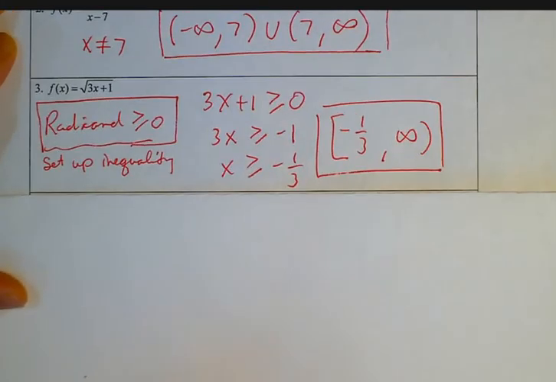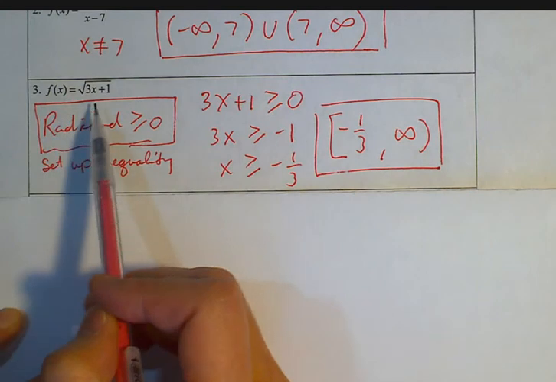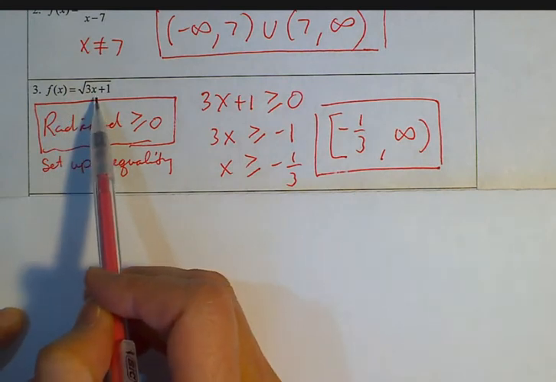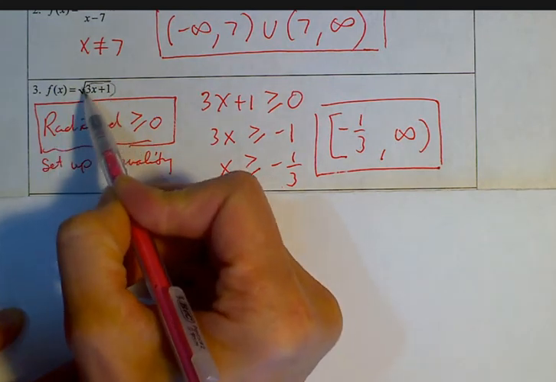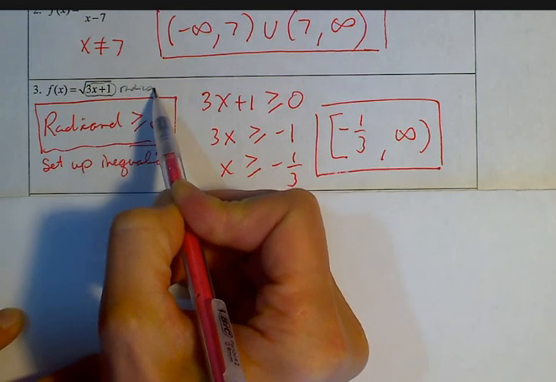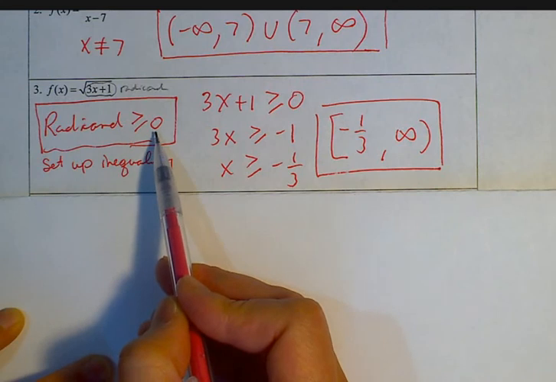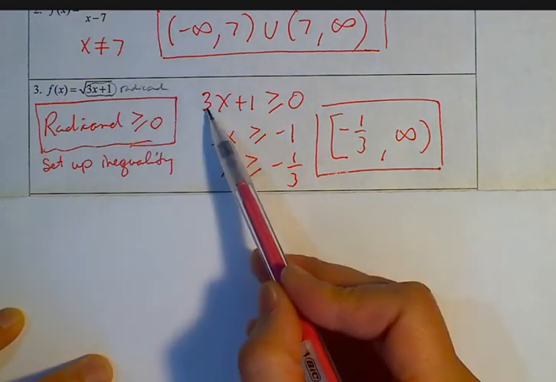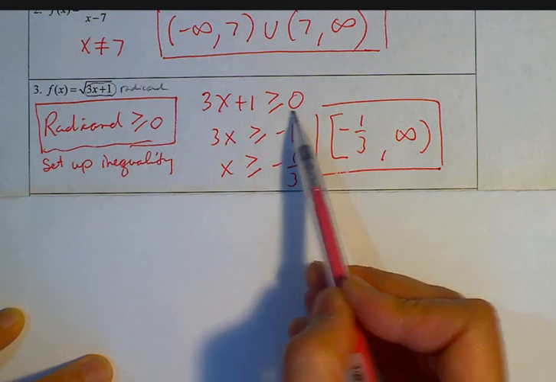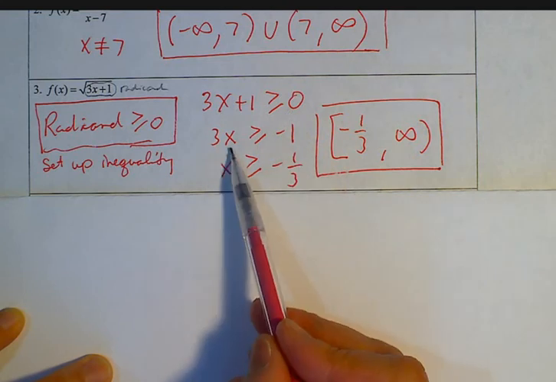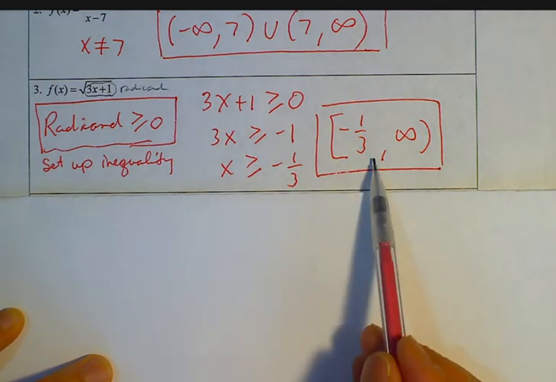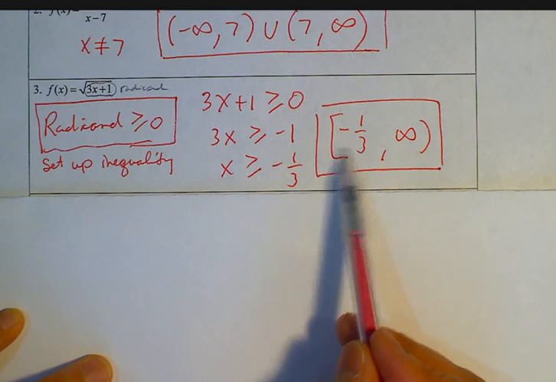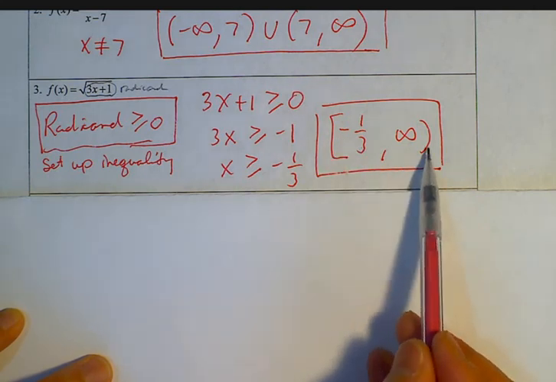For the third problem, this is a square root, so when you have square roots, you have to be careful that you don't get any negative numbers. You set up an inequality with the radicand, which is whatever is under the radical. The radicand has to be greater than or equal to 0. So I take my radicand of 3x plus 1 and set it greater than or equal to 0. This is a linear inequality, so I solve it just like a linear equation: 3x is greater than or equal to -1, x is greater than or equal to -1/3. In interval notation, that's -1/3, including it, out to infinity, with a parenthesis.